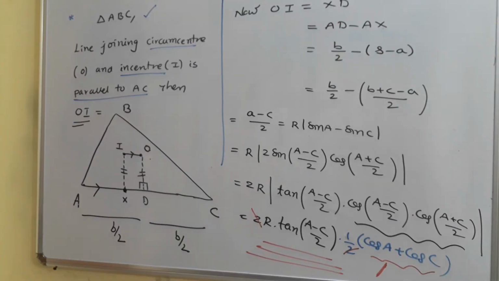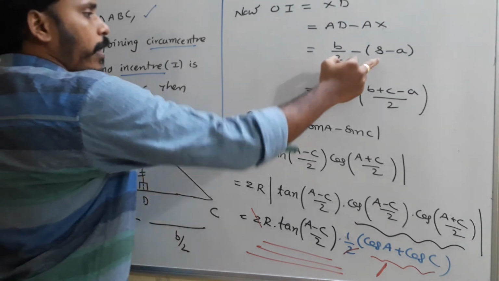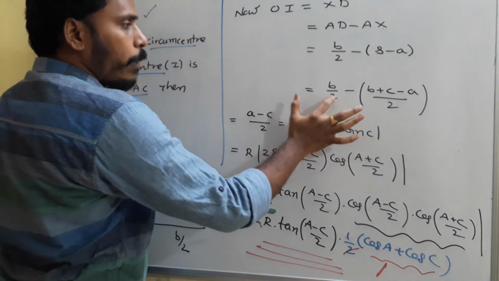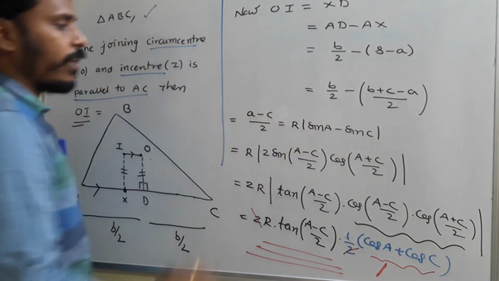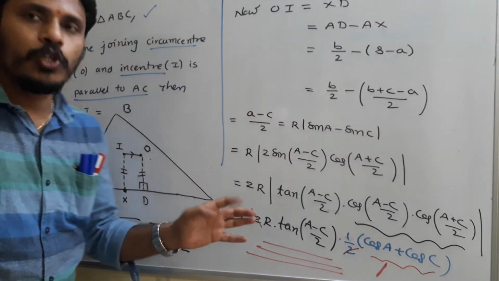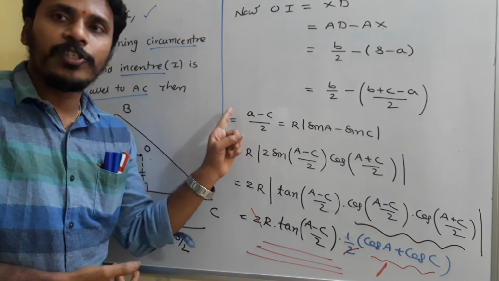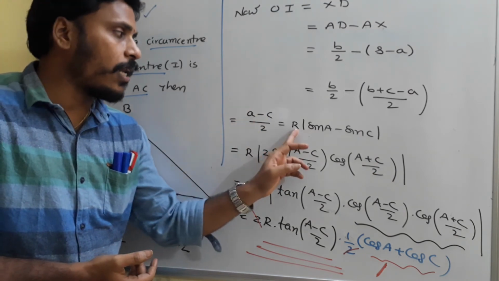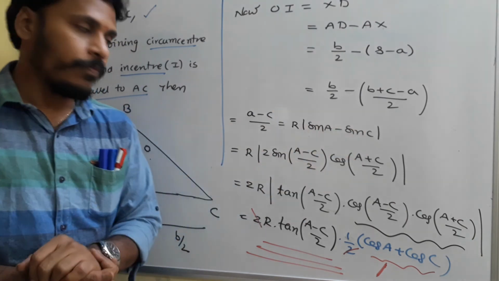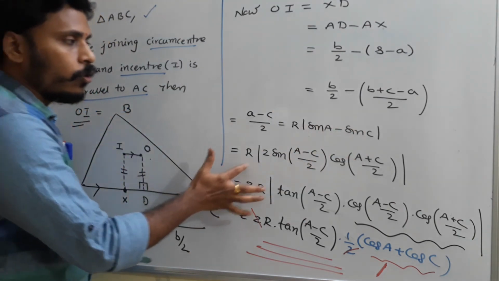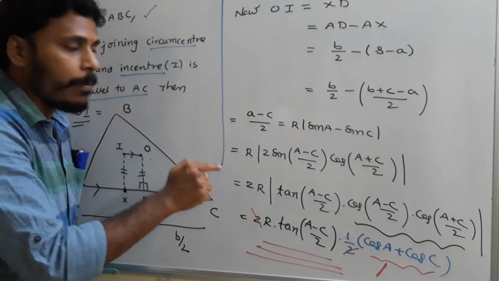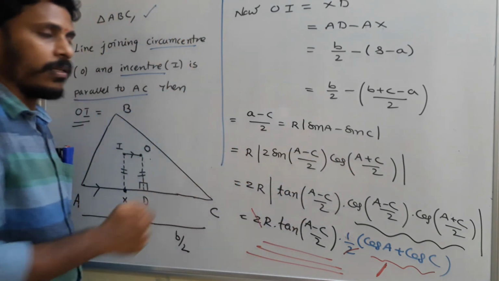So just look at the problem once again. This is B by 2 minus S minus A, B by 2 minus of B plus C minus A by 2. So B by 2 and B by 2 will get cancelled, we are left with A minus C by 2. Now you just use the sine rule. Write this A as 2R sin A and C as 2R sin C. So 2 and 2 will get cancelled, R into sin A minus sin C. And now R into this sin A minus sin C is nothing but 2 sin of A minus C by 2 into cos of A plus C by 2.